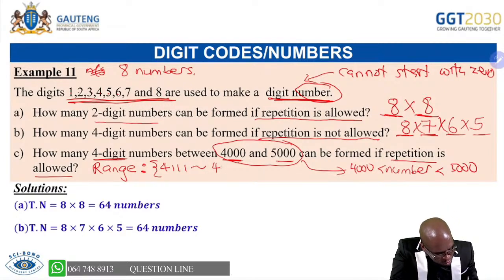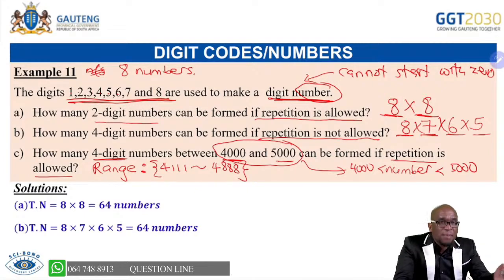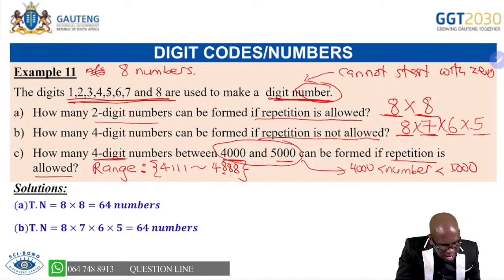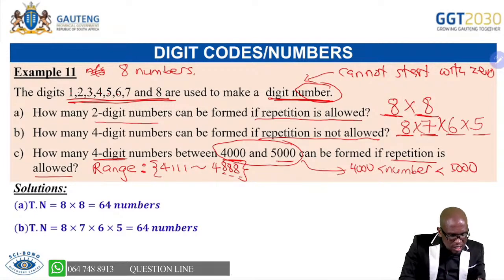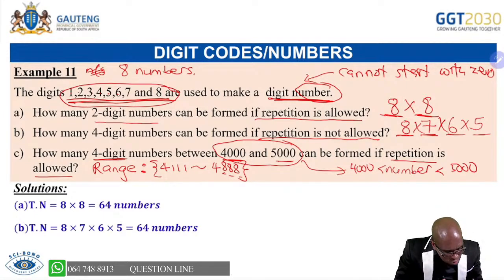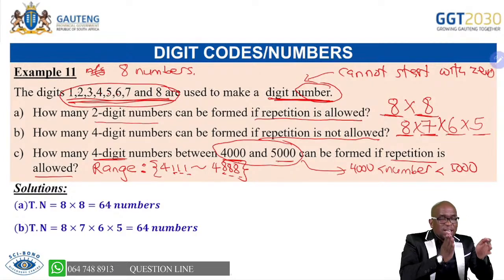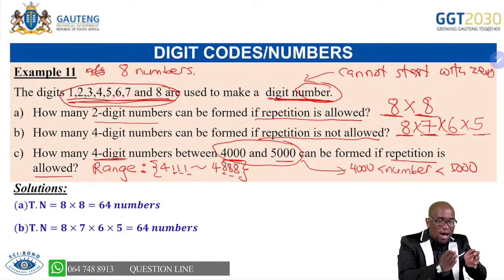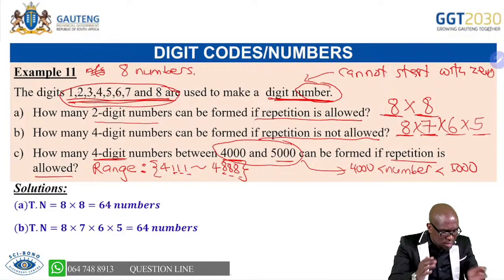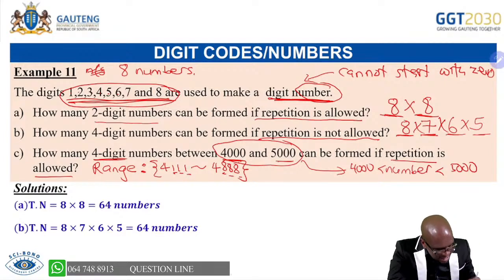So we have that this would be 4,888. That should be the highest number because 8 is the highest digit that we can have in our sample space, and 1 is the lowest that we can have. So that's why we say our range can start from 4,111 to what? To 4,888. Now let's check, which means that the number must start with what?